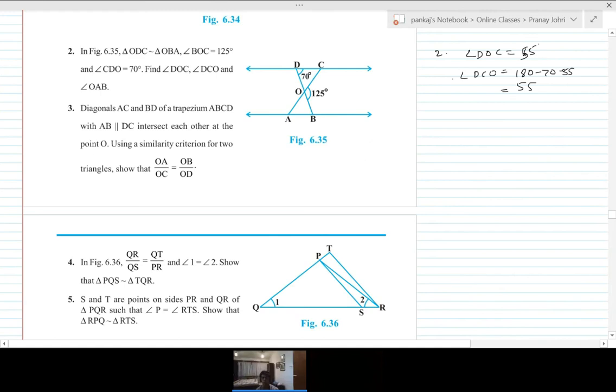So angle AOB is equal to angle DOC. Angle AOB is equal to DOC because, how do you know that? It is 55, because 180 minus 125. It is, but which one? A is corresponding to D or C is corresponding to A?